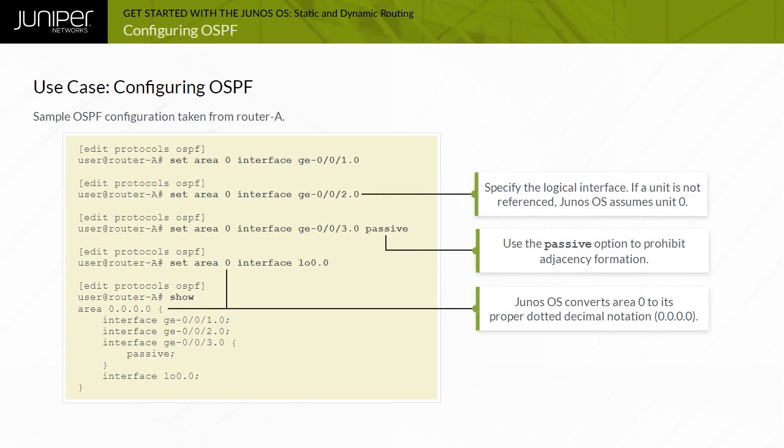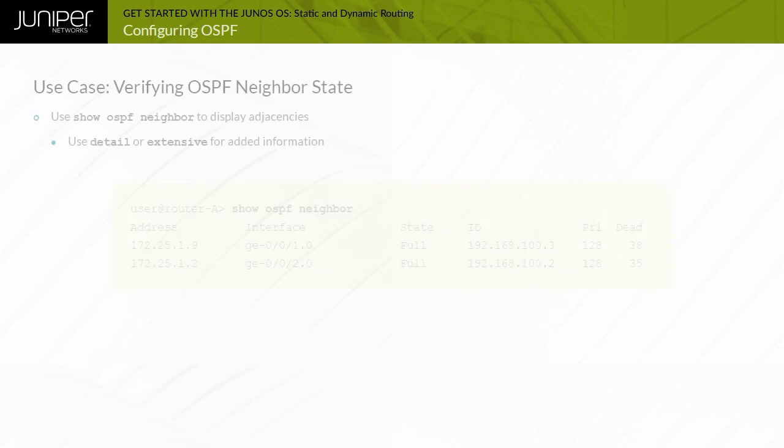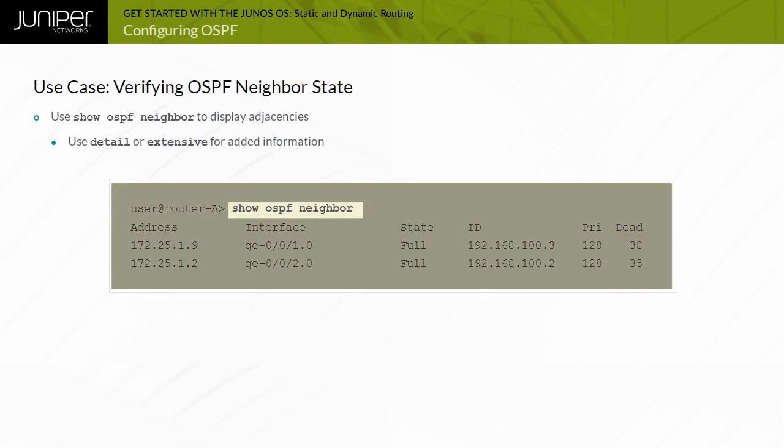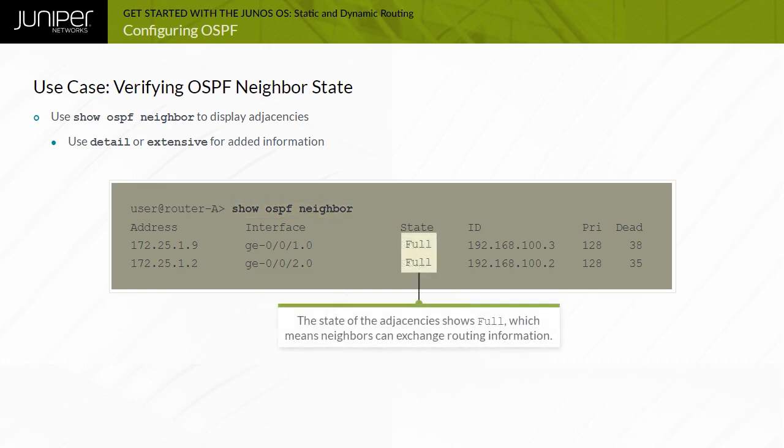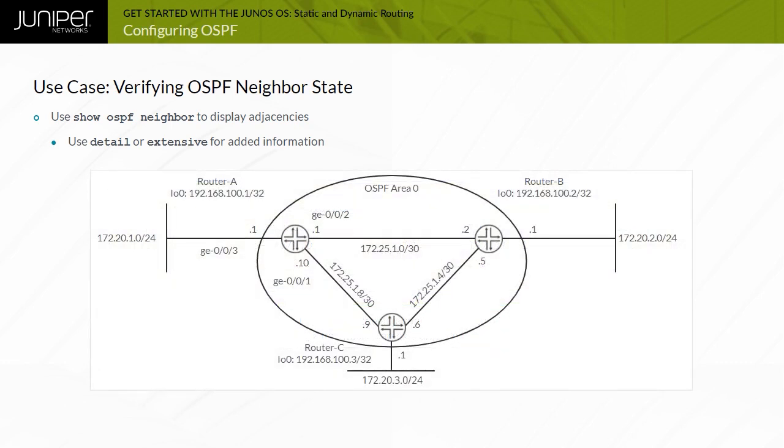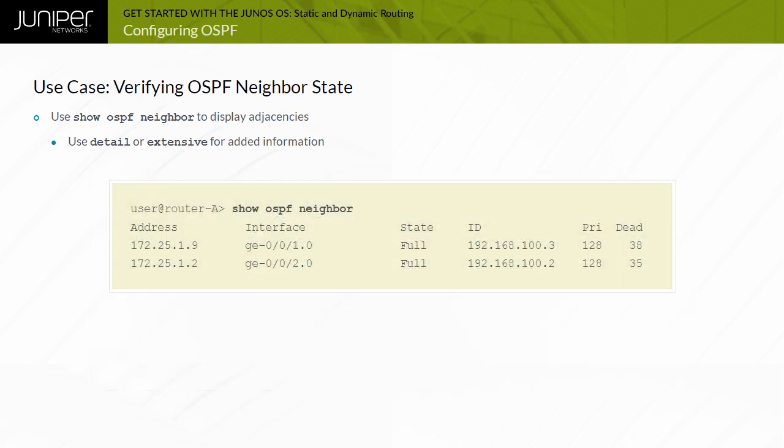Although not shown, router B and router C require a similar OSPF configuration to establish adjacencies and share routing information. You use the show ospf neighbor command to determine OSPF adjacencies. You can also use the detail or extensive options for added information. In the sample output displayed, you can view that router A has formed adjacencies with both router B and router C. The following list is a description of the fields displayed in the output.